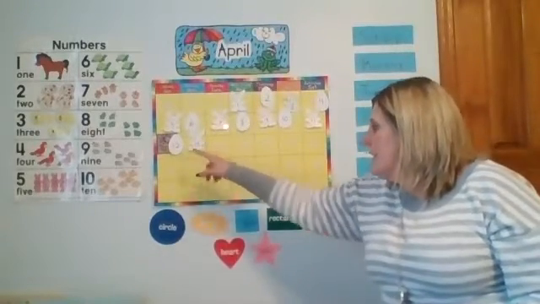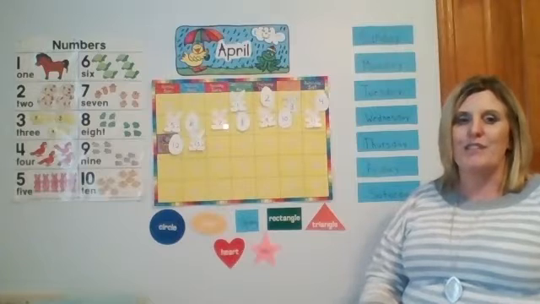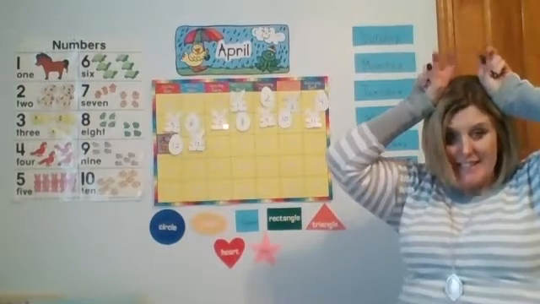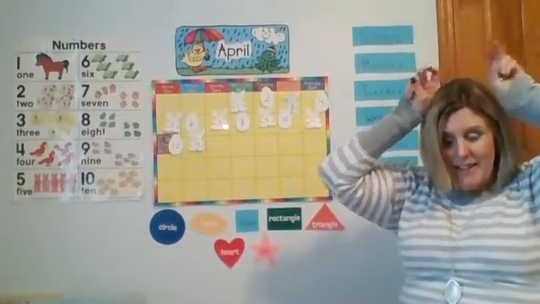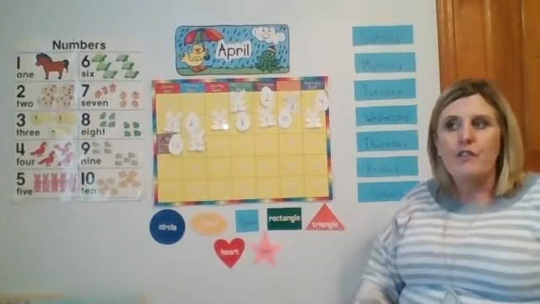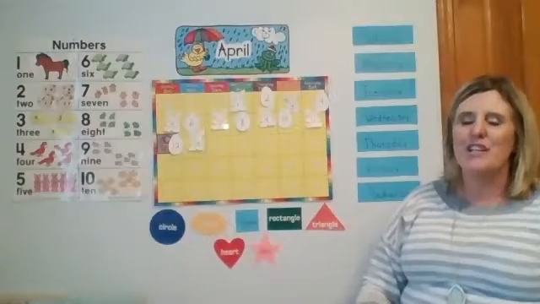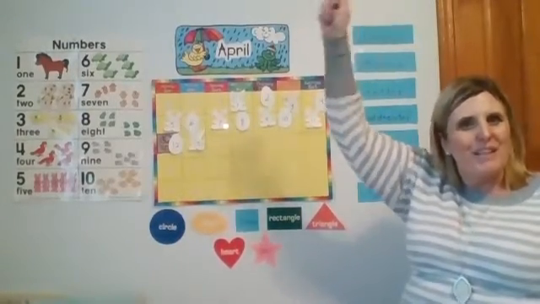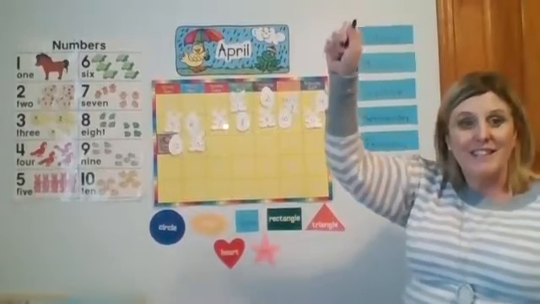The 13th is the date. So let's make our bunny ears. For the 13th is the date. The 13th is the date. Hi-ho the dairy-o, the 13th is the date. And the year is 2020. So for the year, let's do a cheer. Get it? Year and cheer, they rhyme. 2020 is the year, 2020 is the year. Hi ho the dairy-o, 2020 is the year.